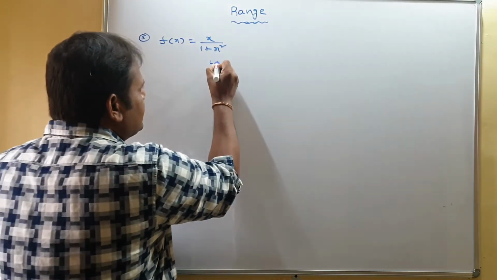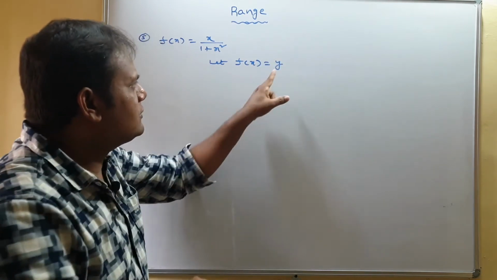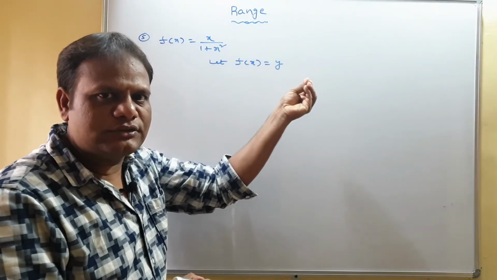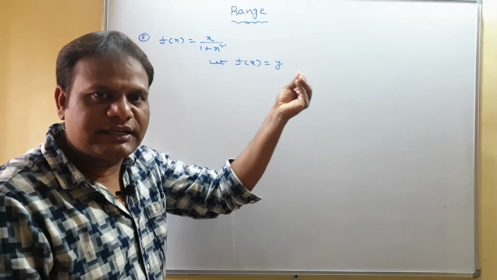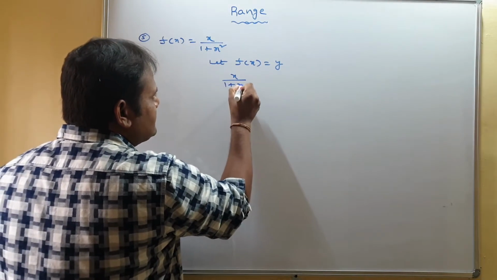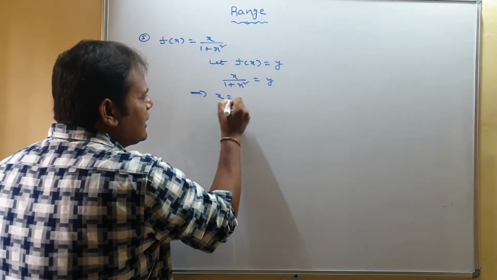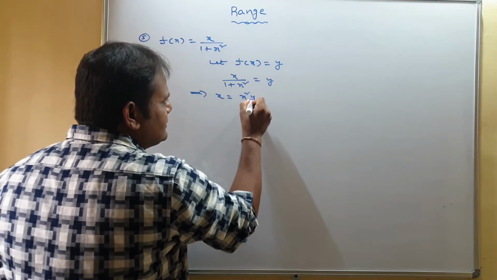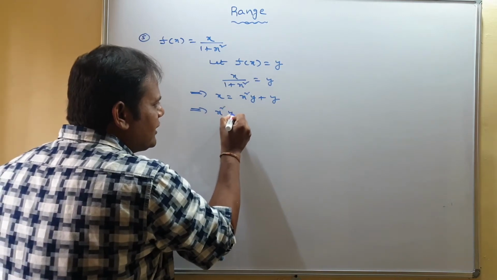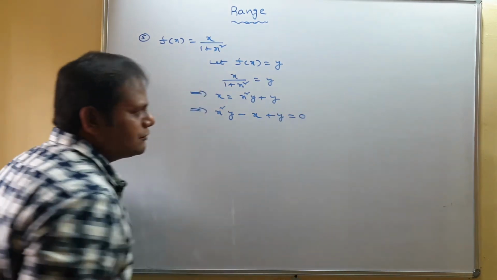Now we find the range of f of x equal to x by (1 plus x square). So we take f of x equal to y. We have to find the values of y where x exists. Those values of y are called the range of the function. So what is f of x here? x by (1 plus x square) is y. Just to do the simplification, you can write x equal to x square y plus y. I can take it as x square y minus x plus y is equal to 0.